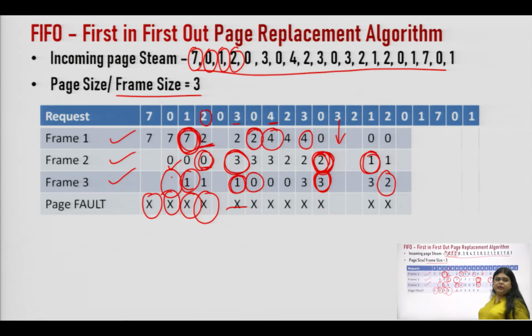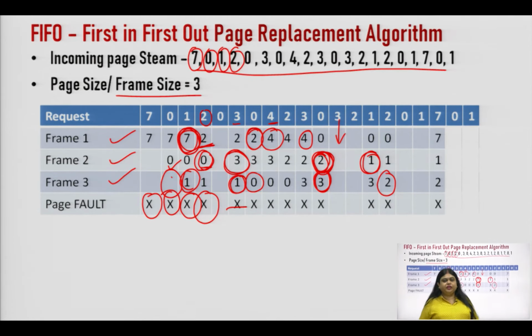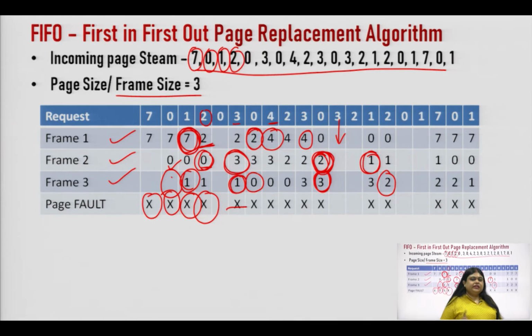0 was already there in the main memory, so we are not replacing 0. 1 is also there in the main memory, no replacement required. Again 7 is required. So, we are going to replace 7 with 0 because 0 is the oldest page in the main memory, followed by 0 again. So, 0 is replacing 1. Why? Because now 1 is the oldest page in the main memory, and lastly we are again requesting for 1. So, 2 is getting replaced by 1.